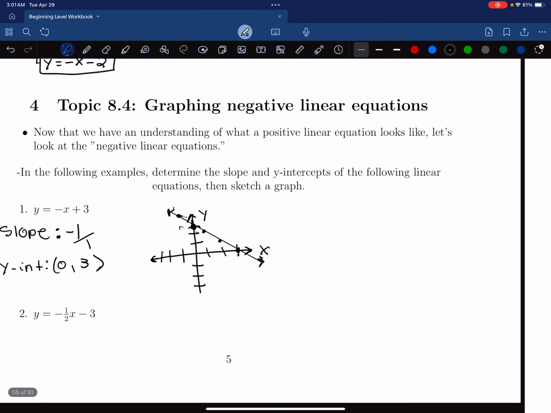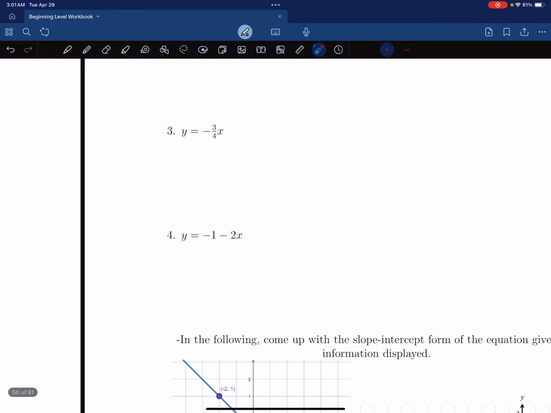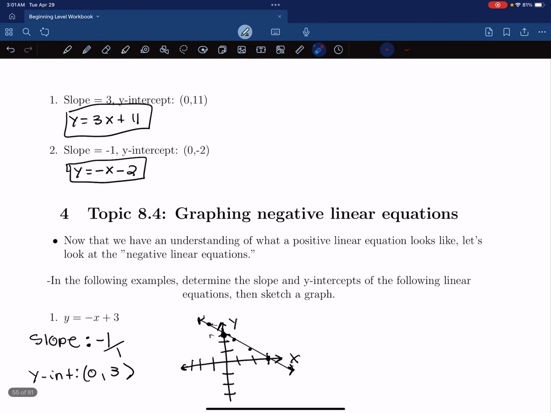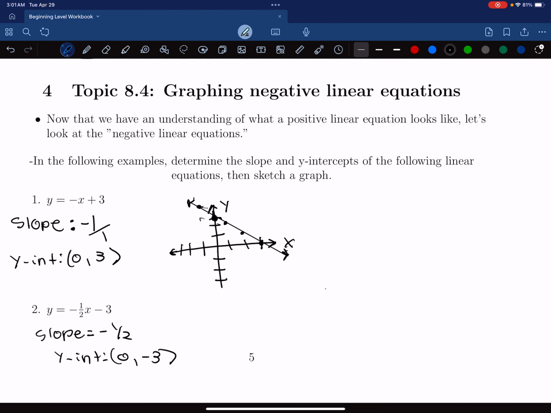Okay. So now let's try example 2. I encourage you to pause the video and work on examples 2, 3, and 4 if you can. And let's go through it. So our slope is -1/2, and our y-intercept is going to be (0, -3). And then now let's sketch out this graph.